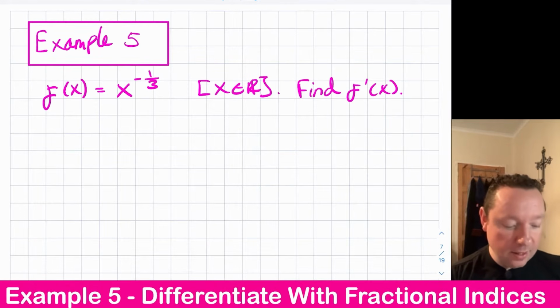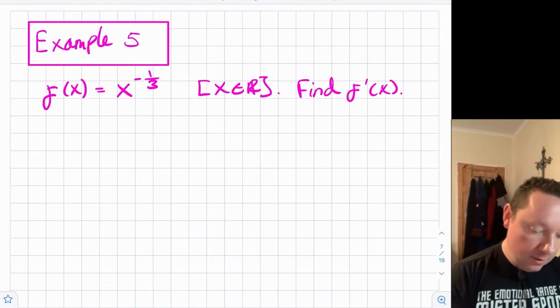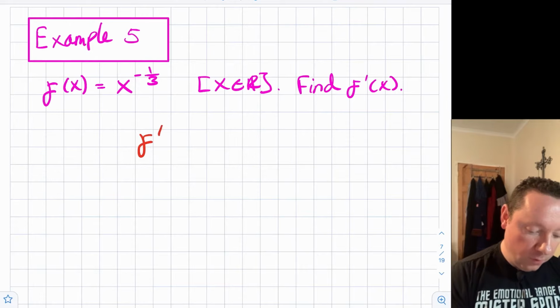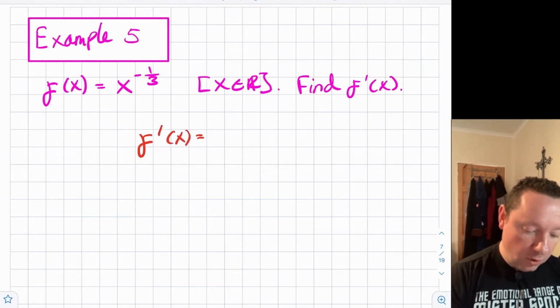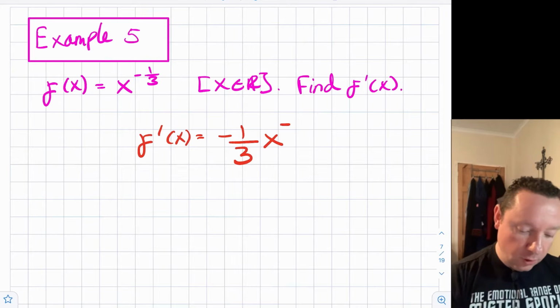f of x is defined as x to the power of minus a third. x is a member of the real numbers. Find f dash x. Fractional power, no problem there. The power comes down to the front, so it's minus a third x. And I need to take away 1. Minus a third take away 1 is minus 4 thirds.